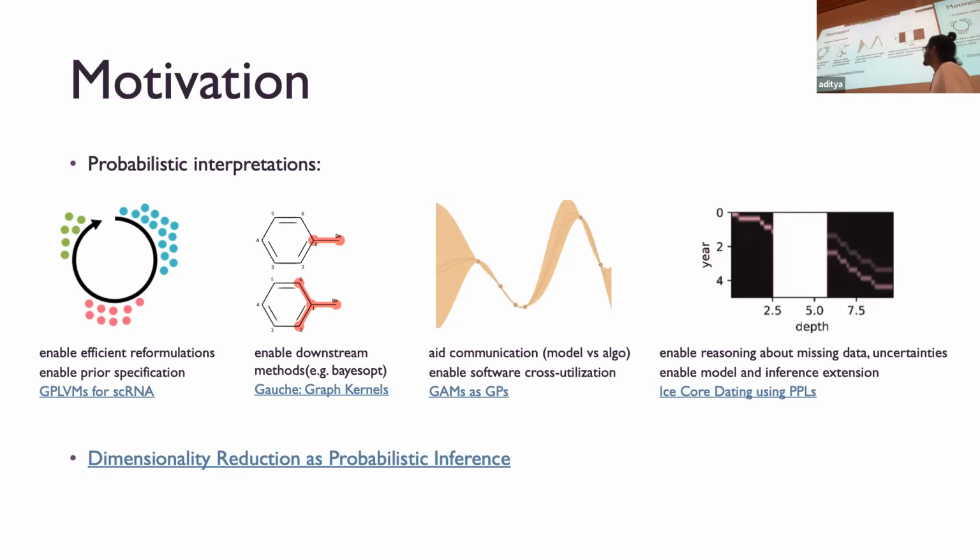In the third project, this was a case study of interpreting generalized additive models, which are linear-in-the-parameter regression models, basis function regression models, which can be interpreted as GPs when you use appropriate basis functions. This allows us to utilize pre-fit GAM models, for example, coming out of mgcv, which is a very popular R package used in bioinformatics to fit such models, but port them over to your favorite Gaussian process library in Python, for example. And the fourth example shows an interpretation of dynamic time warping as a hidden Markov model.